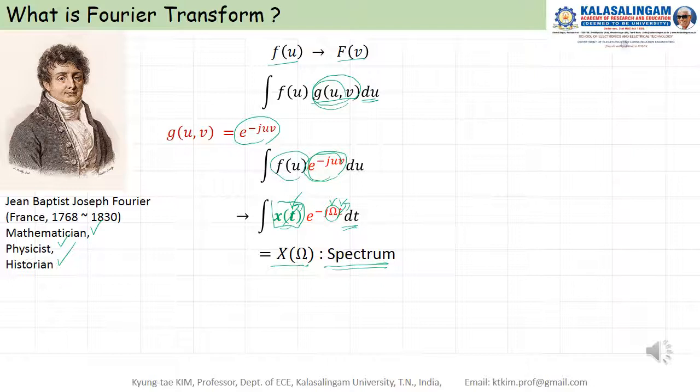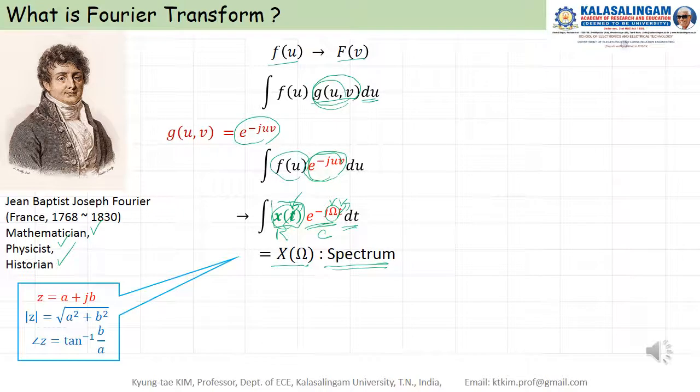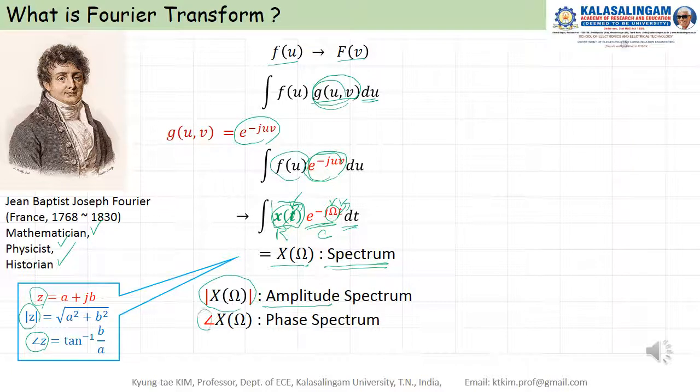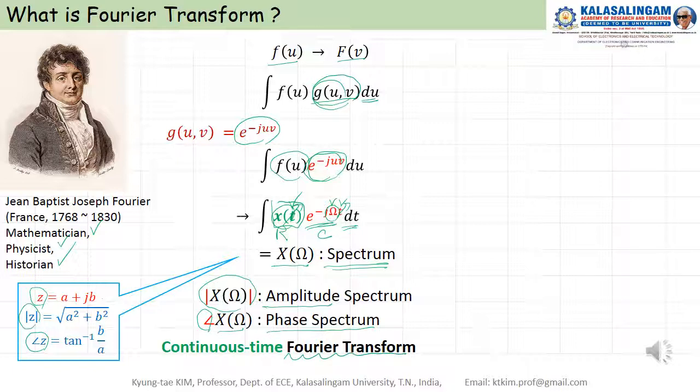Also, this is a real number, and this is a complex number. As you know, from a complex number we can take the norm and the angle. From this, we can take the norm of X(omega). We call this the amplitude spectrum. And the angle of X(omega), we call this the phase spectrum. We call this the Fourier transform. Especially since this is continuous time, we call this the continuous-time Fourier transform.